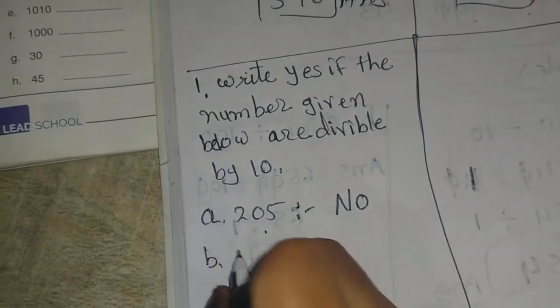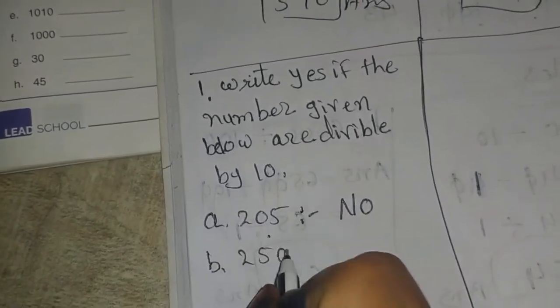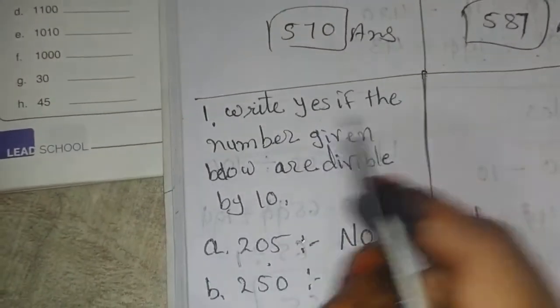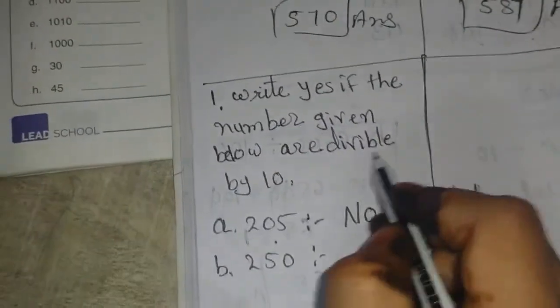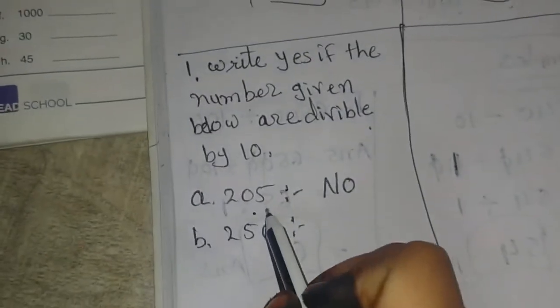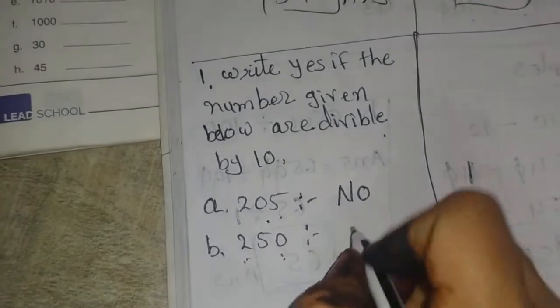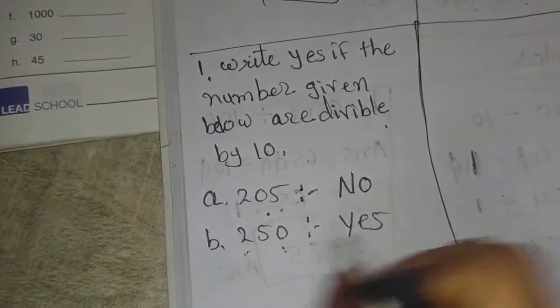B1 question, 250. See, what is our question? Write yes if the numbers given below are divisible by 10. So 205 is not divisible by 10. Now 250. So is division possible? Yes, because in the ones place 0 is there.